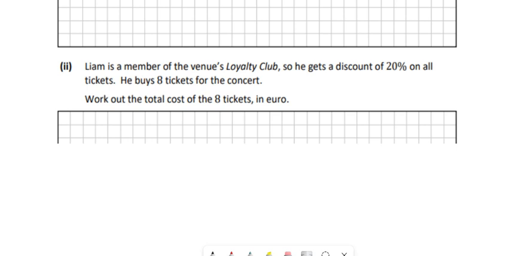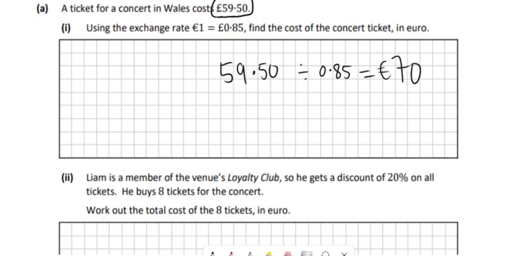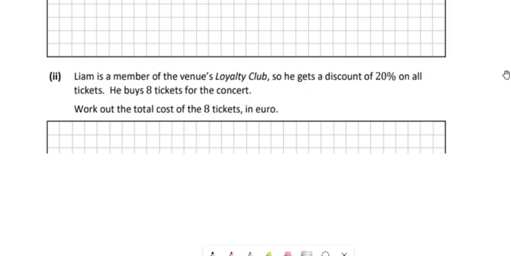Right, Liam is a member of a venue's loyalty club. He gets a discount of 20% on all tickets. He buys 8 tickets for the concert. Work out the total cost of the 8 tickets. Right, we're going to do 70 multiplied by 8. That gives 560. That's the cost of the tickets before we get the discount on them.